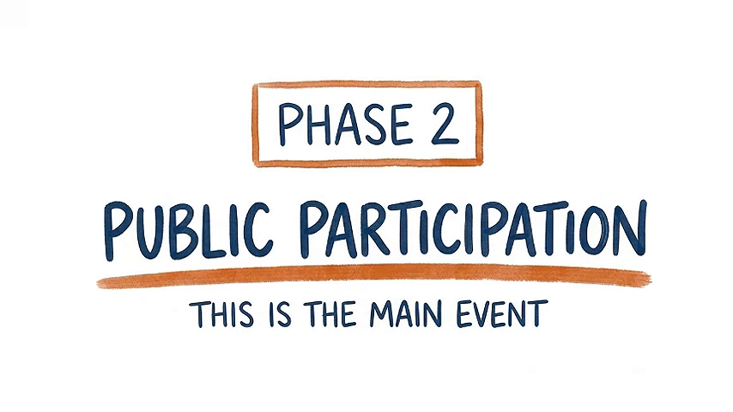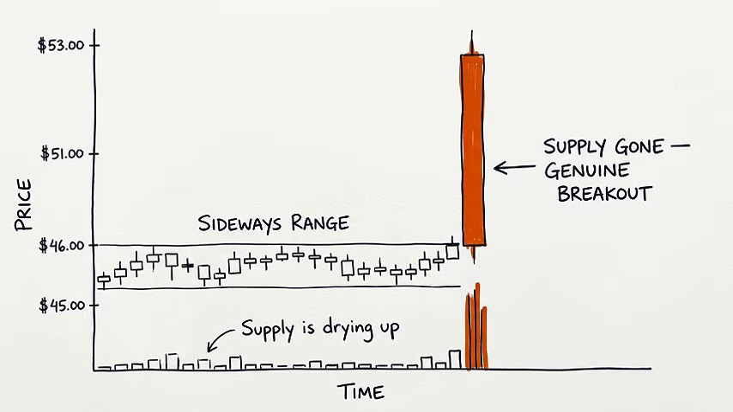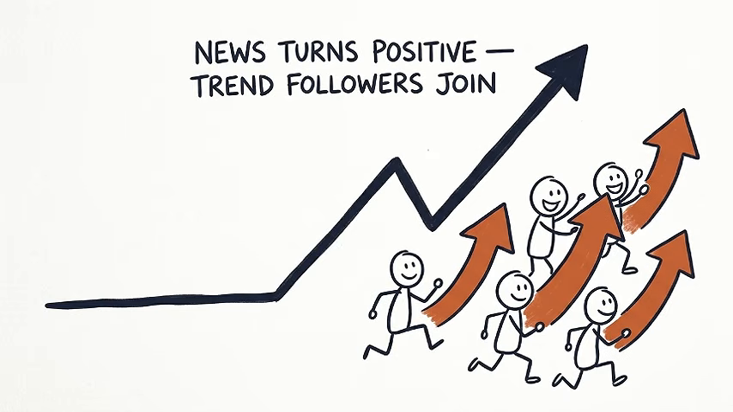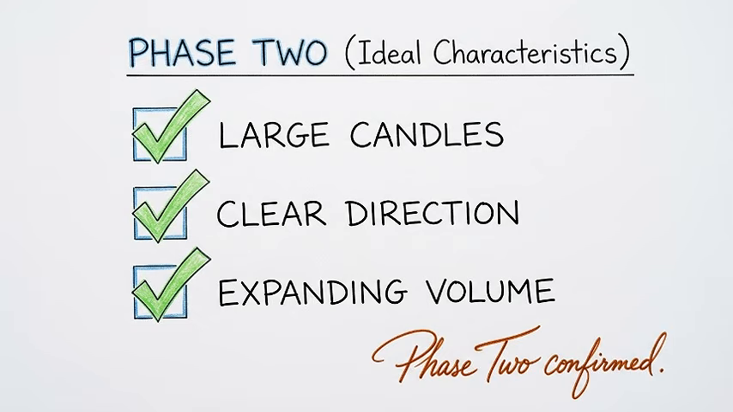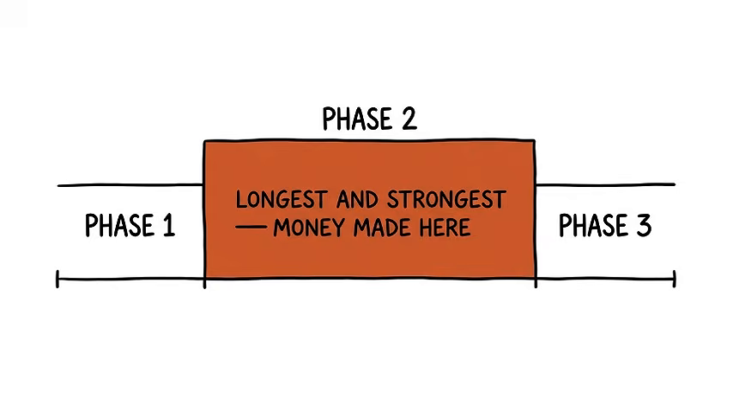This is the main event. Supply dries up because institutions have absorbed the majority of available selling. Price breaks out of the accumulation range with genuine momentum. News starts turning positive. Trend followers begin to recognize the move. More participants join. On the chart, this is what you want to see. Large candles, clear directional movement, expanding volume on the impulse legs, contracting volume on the pullbacks. This is the longest phase and the strongest phase. This is where the majority of the move happens and where money is consistently made by traders aligned with the trend.